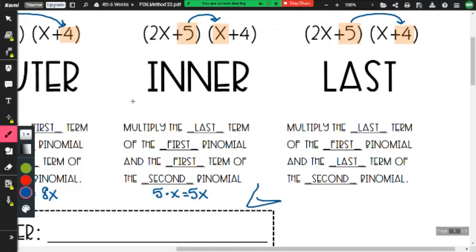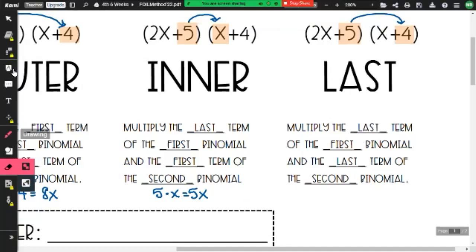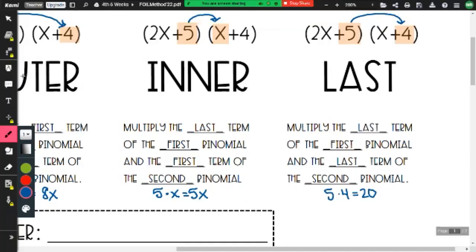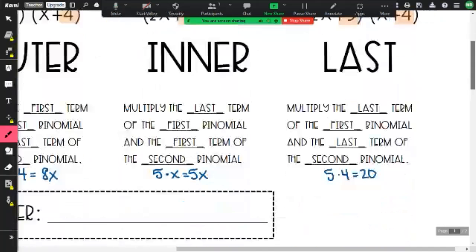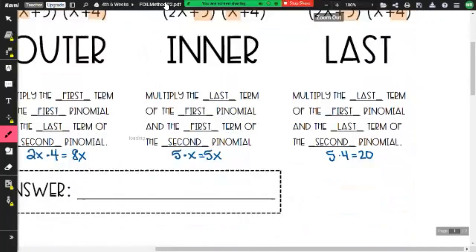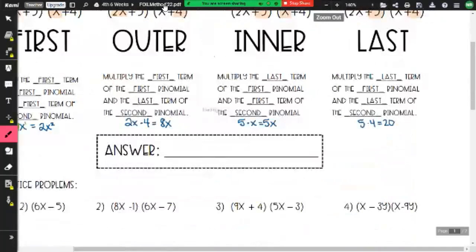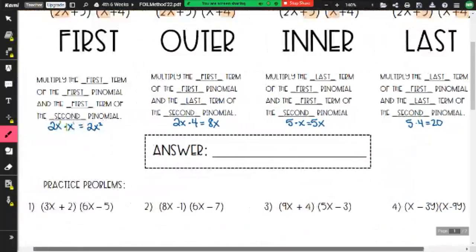All right, last times last. So 5 times 4 gives us 20. Now let me zoom out. How do I zoom out? It won't let me. There we go. So once I zoom out, look at it as a whole.